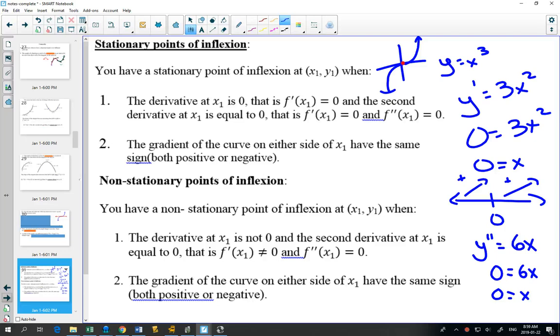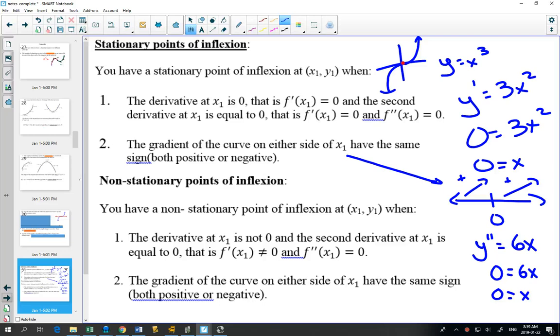You could also tell it's a stationary point of inflection just from the first derivative test. If it's equal to 0 here but keeps increasing, the only possibility is a stationary point of inflection. Two, the gradient of the curve on either side of x has the same sign. So that's what we're showing right here. If I plug in a number less than 0 and bigger than 0, it stays positive, so that makes it have a stationary point of inflection.